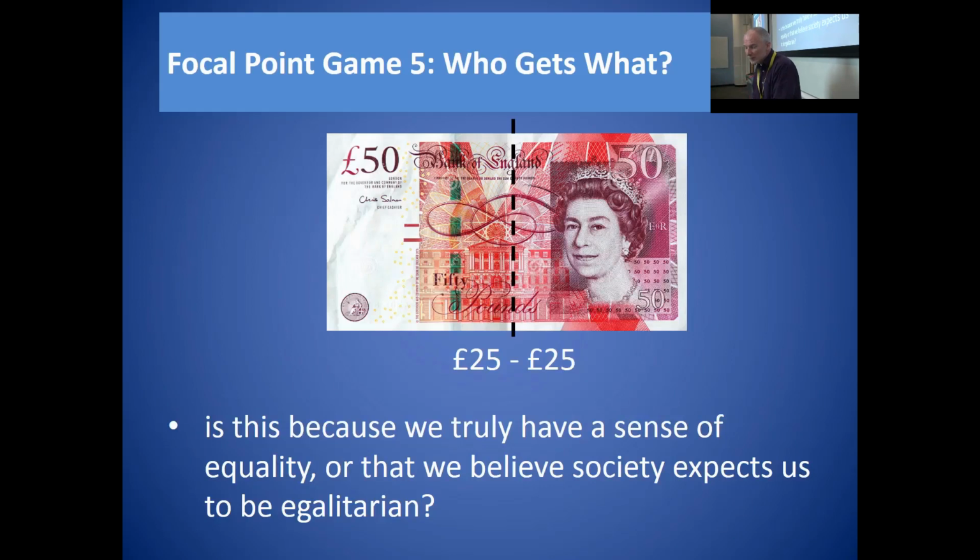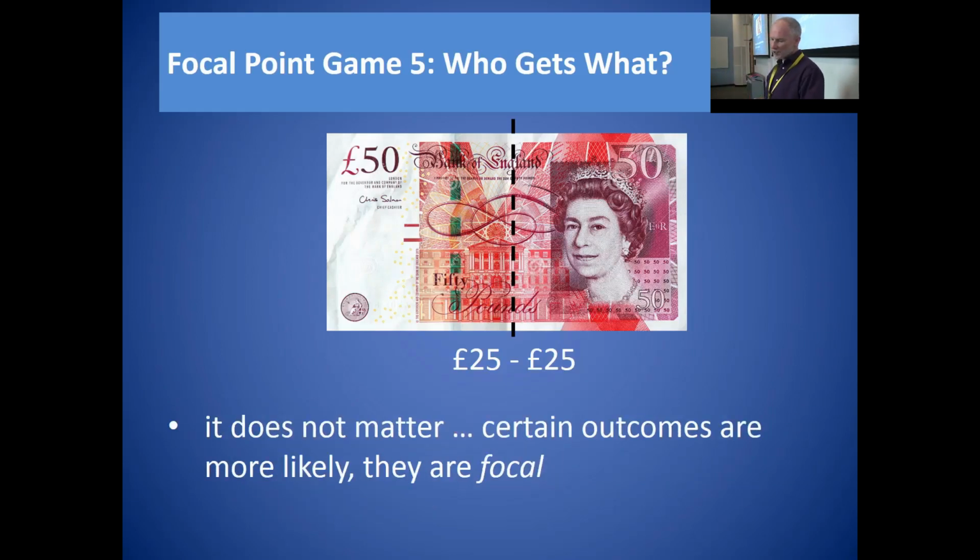For whatever reason, if certain outcomes are more likely and we gravitate towards them, these outcomes that we do gravitate towards are then described as focal points. Now we've run through these games here, and if those outcomes are more likely, they're described as focal.